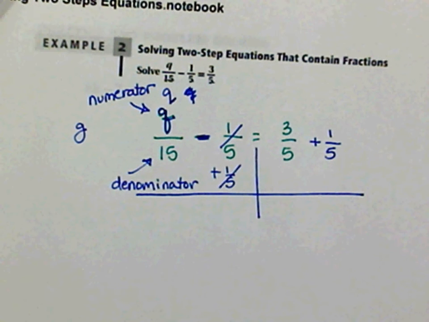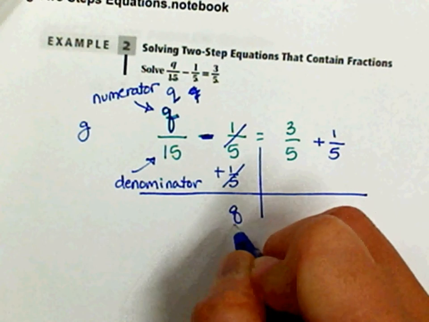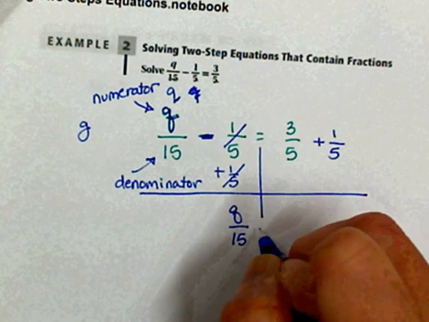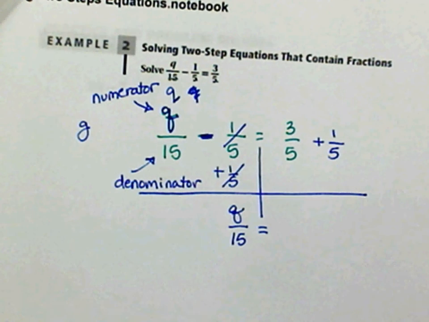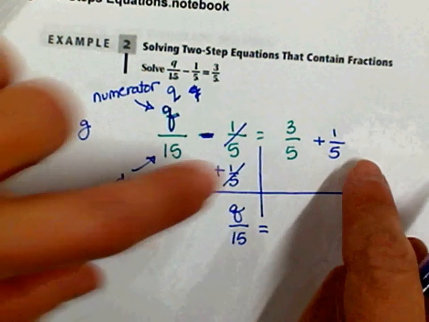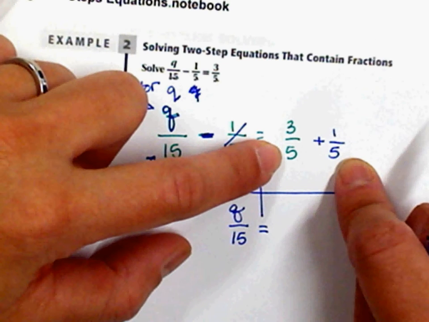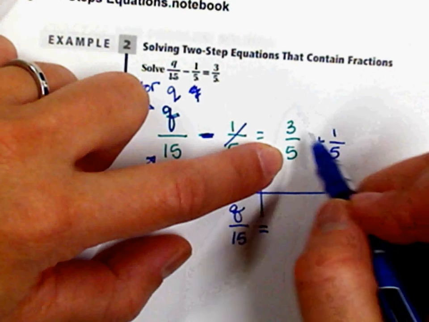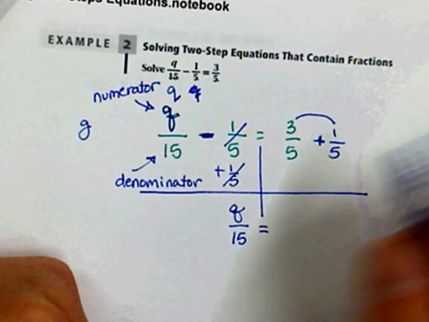Bring down Q divided by 15, equal. I'm going to put a little pretty picture there. Now, do you see how these two are the same? Do you see how your denominators are the same? When they're the same, and you got a plus right here, all you have to do is add the top number. What is 3 plus 1? 4 over 5. Okay?